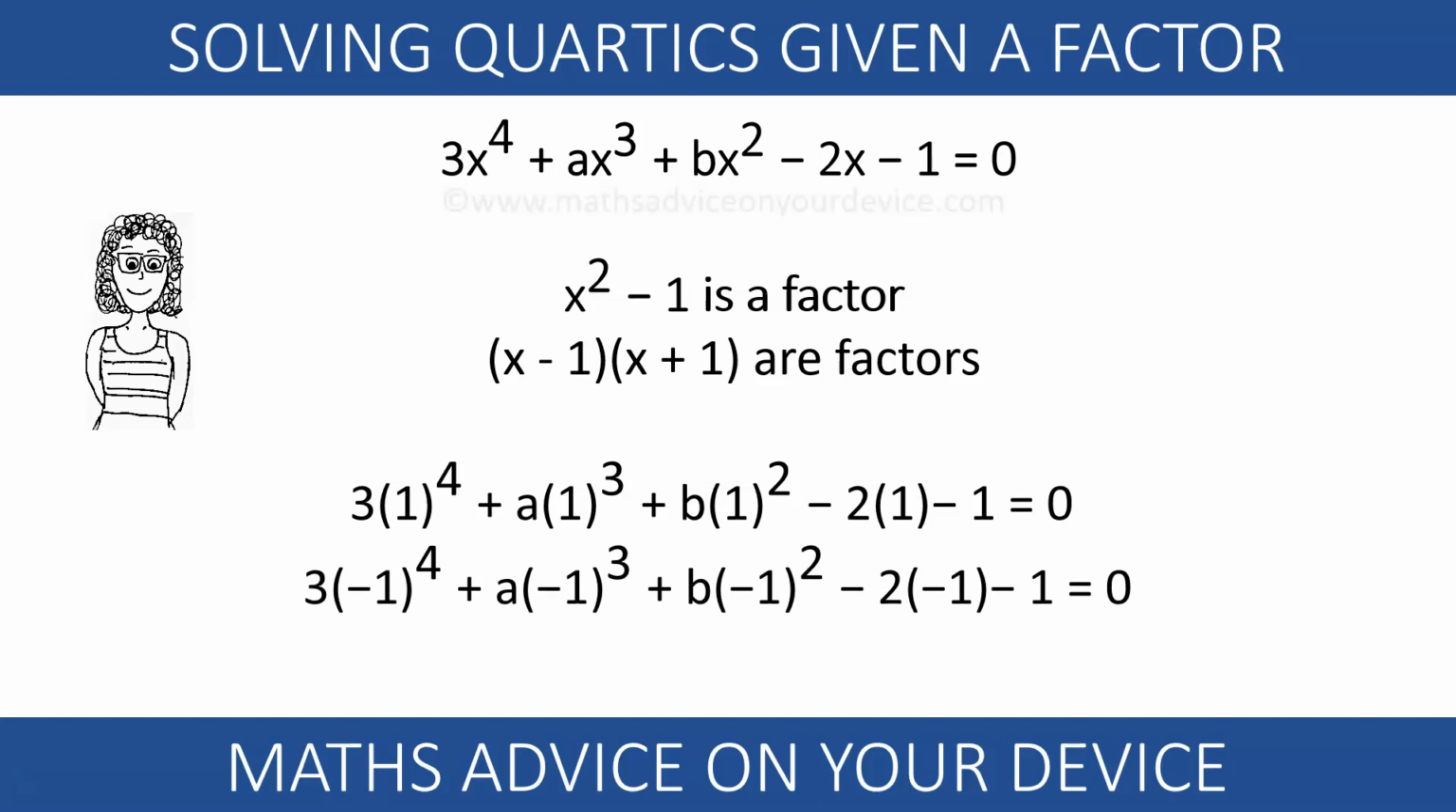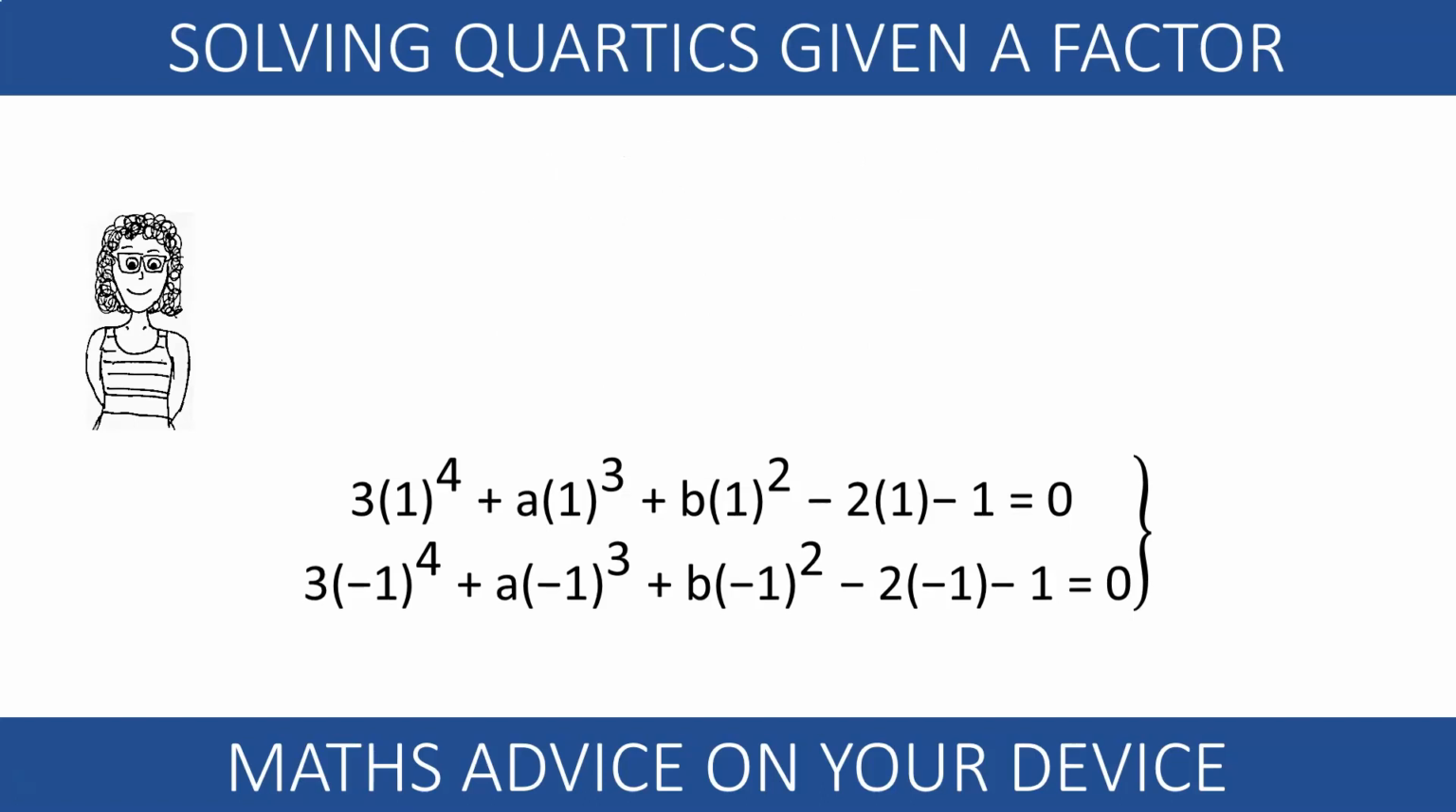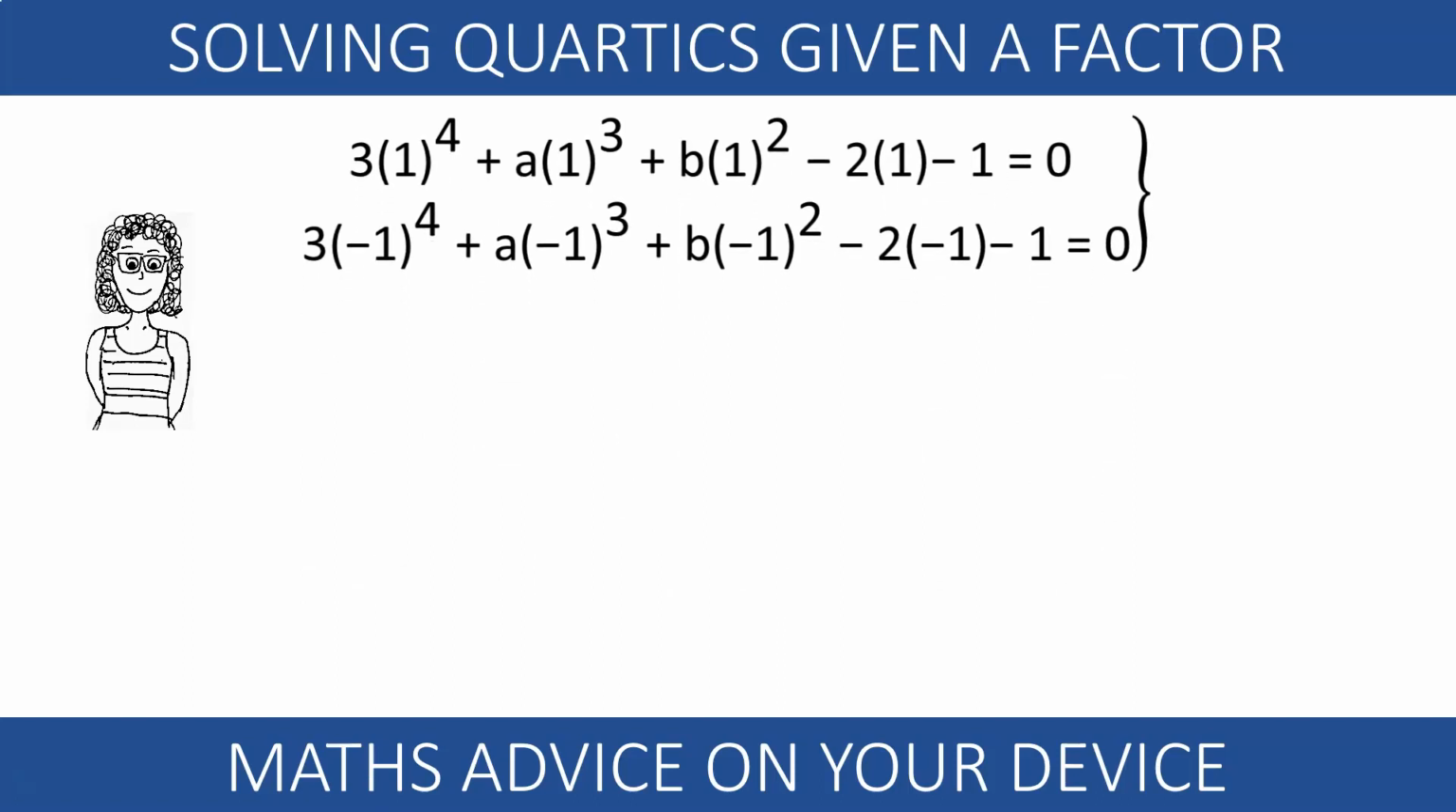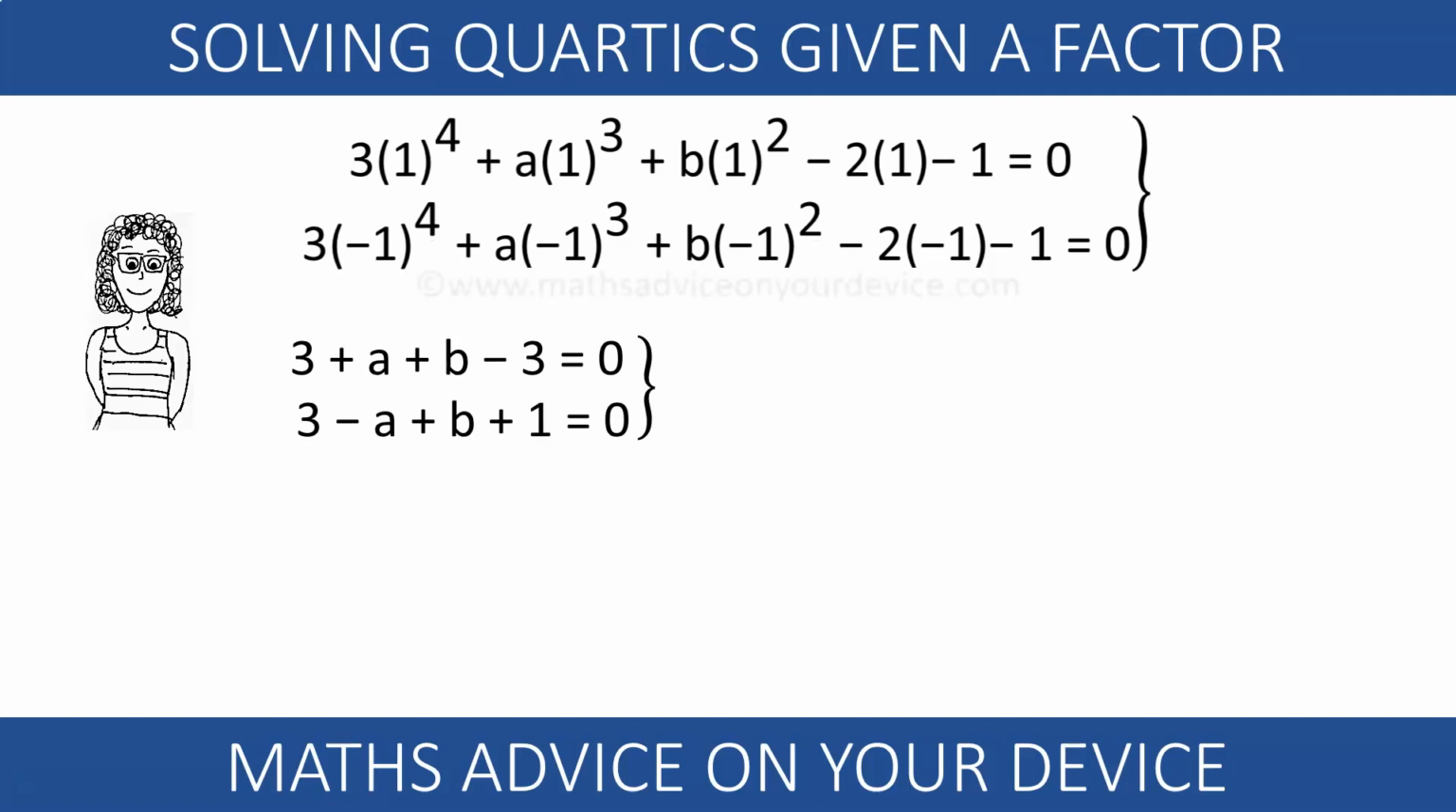When substituting 1 into the equation, the result must be 0, and when substituting negative 1, the result must be 0 too. We need to solve a pair of simultaneous equations. For that, we can use our graphics calculator, as we explained in our previous video, or we can use algebra. Adding both equations will cancel the a's out, so 2b equals negative 4, so b must be negative 2.